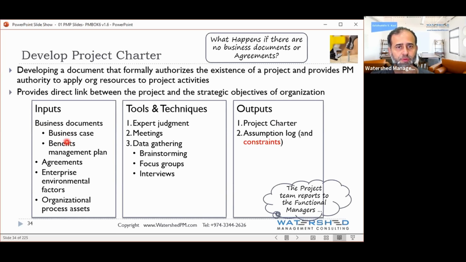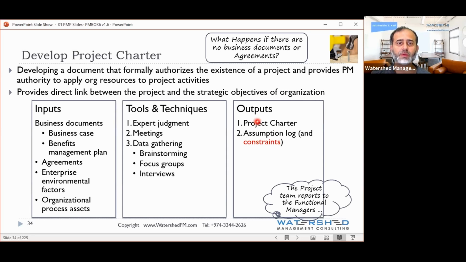Why is it in the inputs? Because it is existing even before you do the charter. Open the business case and you write everything from the business case into a new document called the project charter. Mabruk, your charter is ready. Khalas, you're done. Now you move on. You go to the next process. Identify stakeholders. Done.